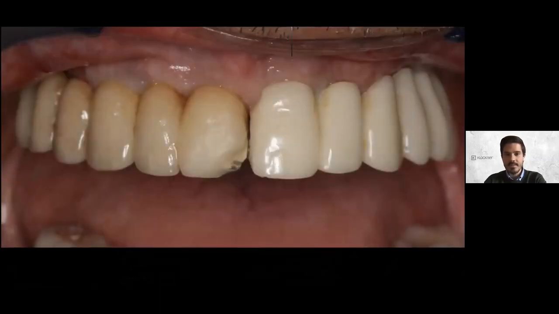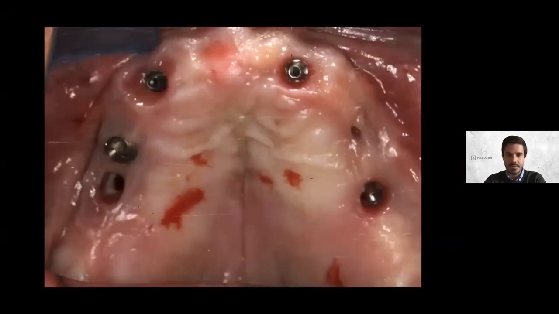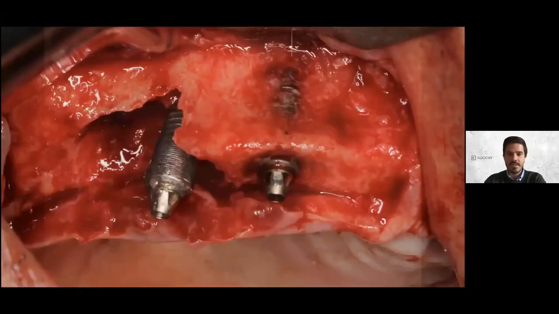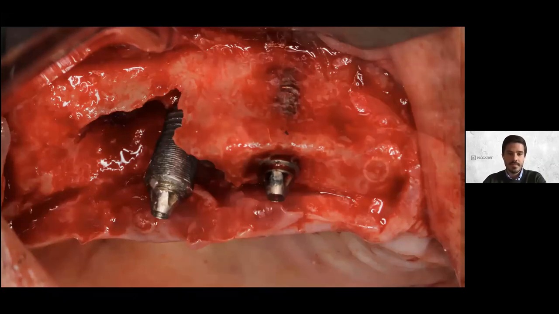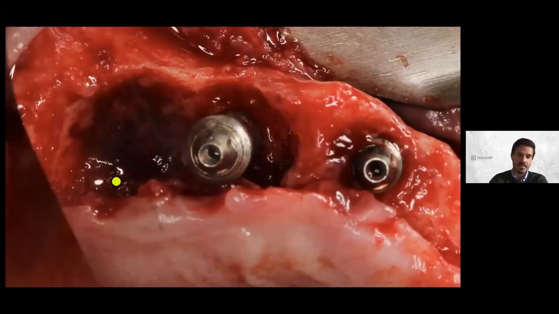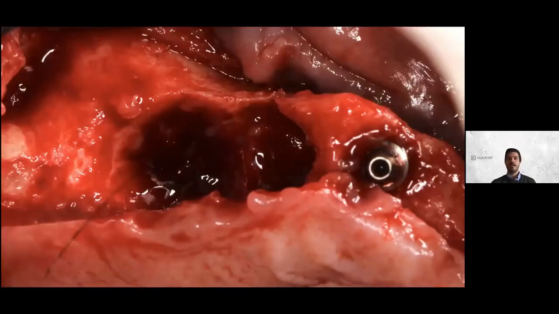So in this case, after the non-surgical therapy, we have this situation. We have a sinus communication here, and we have to treat this part and also this part. When we are raising the flap, this is the situation of the implant in the premolar, who had an extensive bone loss, so we went for the explantation at this site. And after that, you see here the sinus communication. This is the bone loss that we had to deal with.